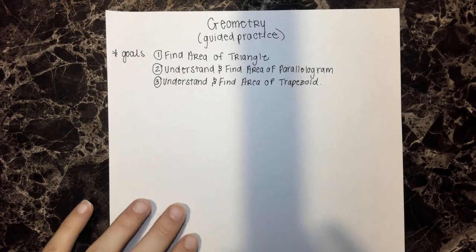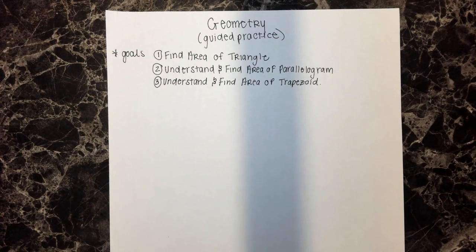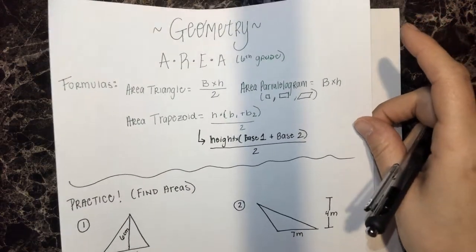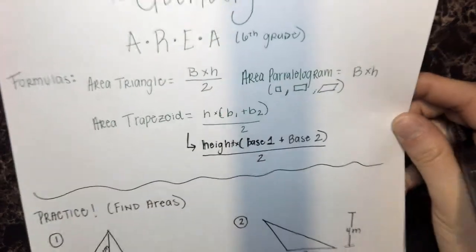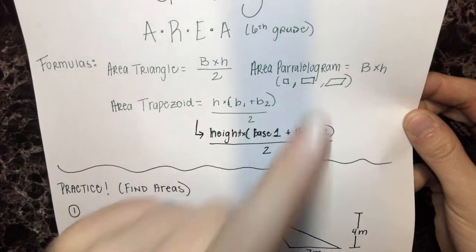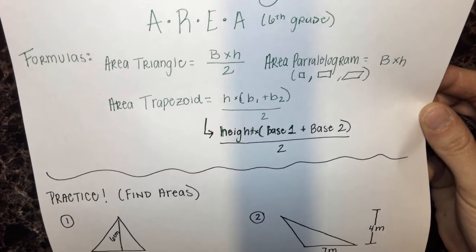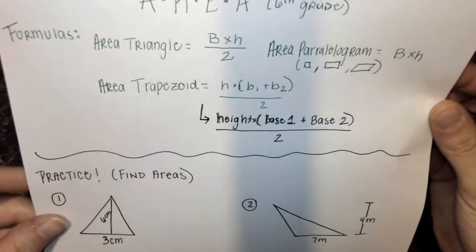This does get blurry a couple times. That's completely fine. If you also could check on your Google Classroom, you should see that I have posted a PDF that looks something like this. It has your formulas. We're going to be dealing with triangle, parallelogram, and trapezoids mainly. We're going to get to circles and all that to come after. We're going to start with these 3 today.